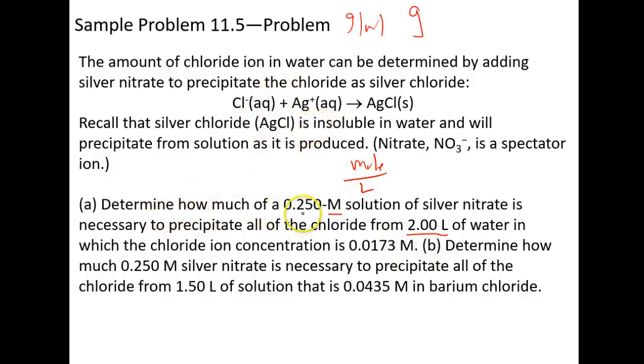So determine how much of a 0.25 molar solution of silver nitrate is necessary to precipitate all the chloride in 2 liters of water in which the chloride ion concentration is 0.0173 molarity. So my chloride concentration is this, the chloride volume is 2 liters, and I have to figure out the volume of my silver nitrate. And then there's a part 2.